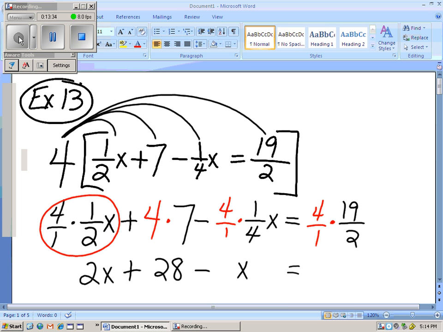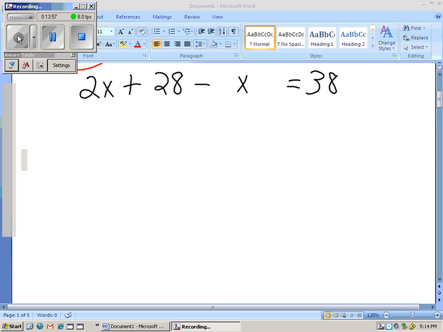I bring down my equal sign, and 4 over 1 times 19 over 2, that's going to be 38 over 2, which is going to be 19 over 1. Sorry about that. That's not going to be 38 over 2. It's going to be 76 over 2, which is going to be 38 over 1, which is going to simplify to 38. My mistake. Oops. Your calculator will do that for you.